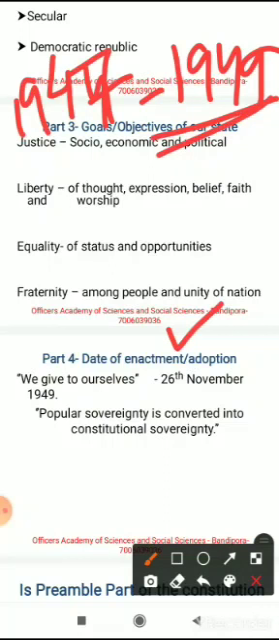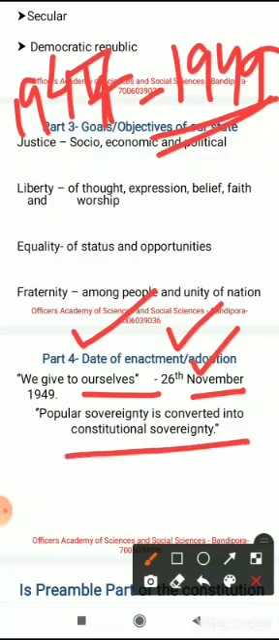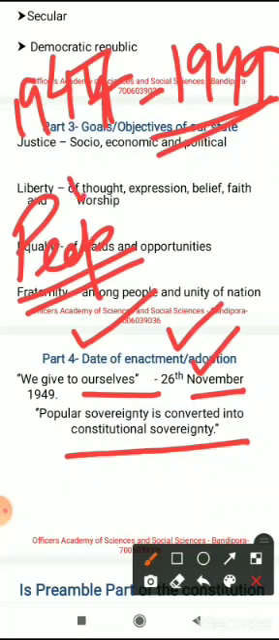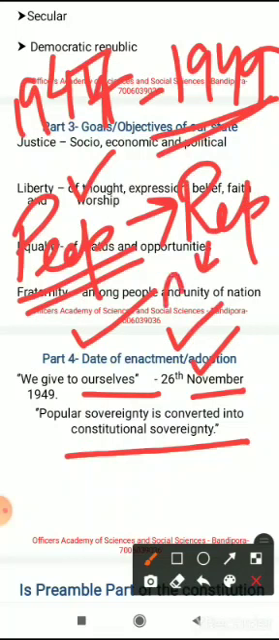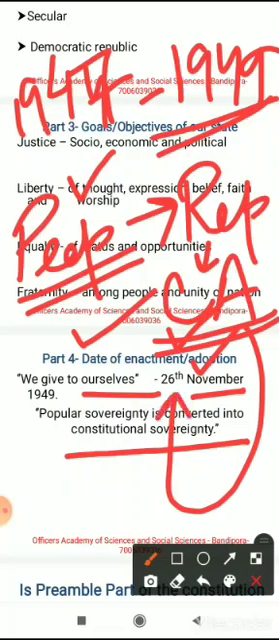And in November 1949, on 26th of November, the announcement was made that we have finalized the draft of the constitution, and we give to ourselves this constitution. Now here we say that popular sovereignty is converted into constitutional sovereignty. It means that the people elected their representatives. So this is the popular sovereignty. They elected their representatives. These representatives formed the Constituent Assembly. This Constituent Assembly formed the constitution, and the date of enactment is 26th of November 1949.